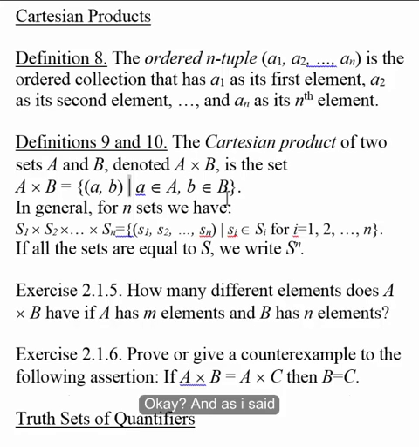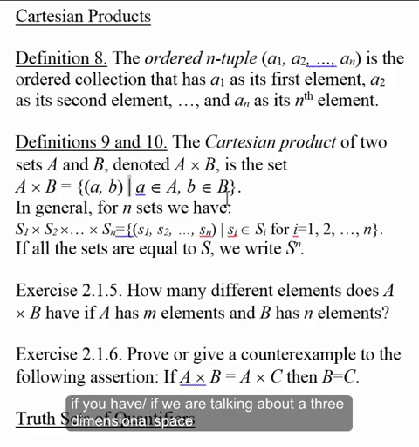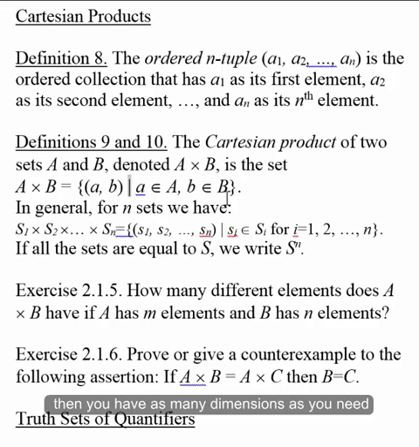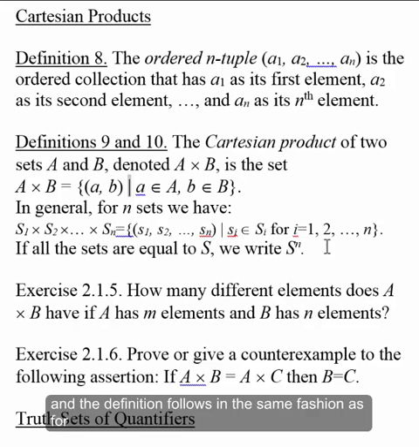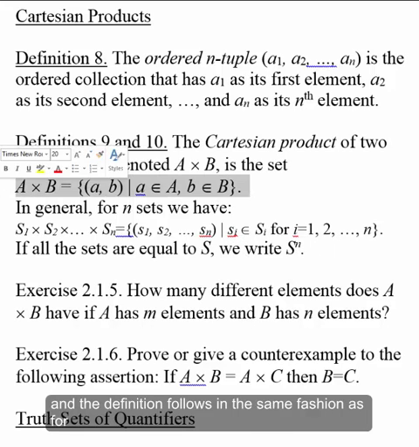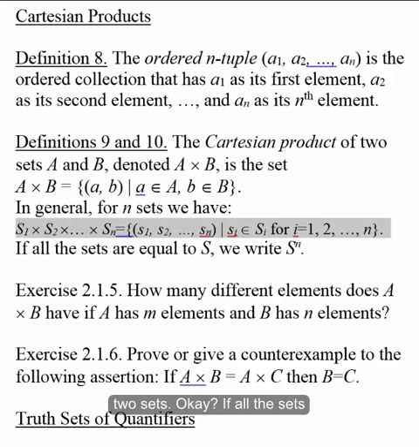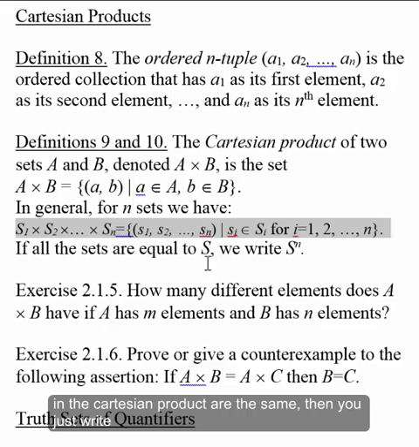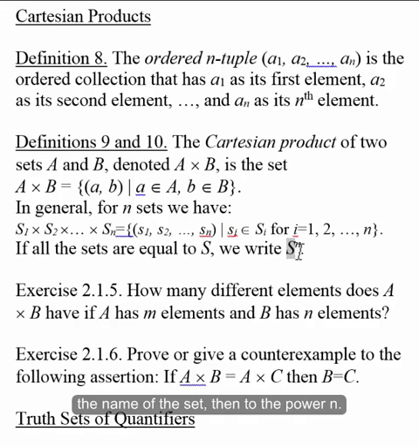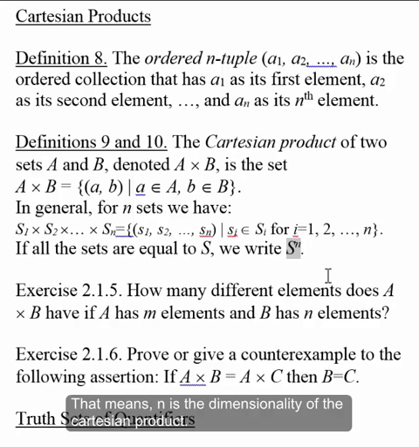And as I said, if we're talking about a three-dimensional space, and you have the Cartesian product of three different sets, then you have as many dimensions as you need, and the definition follows in the same fashion as for two sets. Okay? If all the sets in the Cartesian product are the same, then you just write the name of the set and then to the power n. That means n is the dimensionality of the Cartesian product.